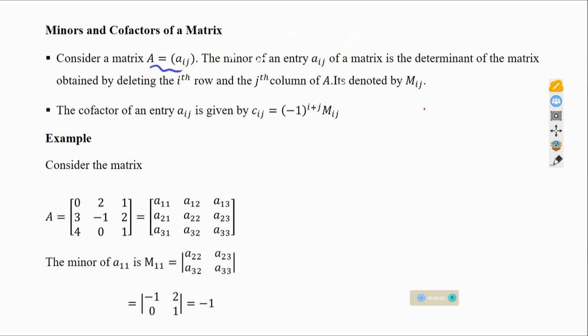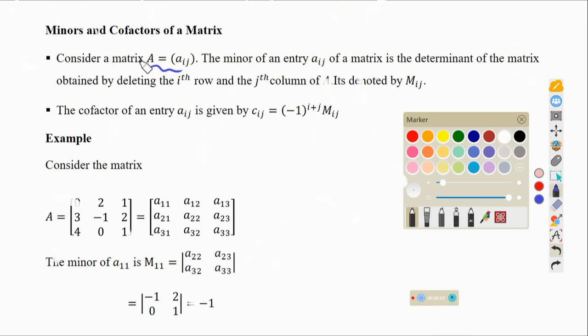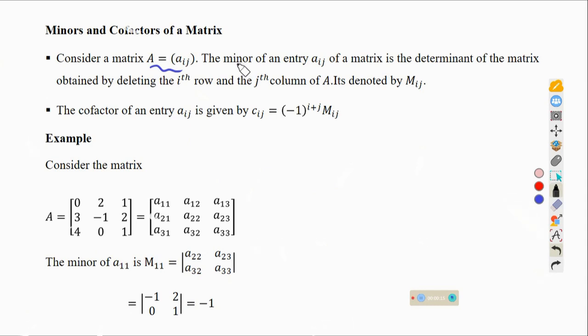Let us now talk about the minors and cofactors of the matrix. So we shall say, if we consider the matrix A, which is given by A_ij, then the minor of an entry A_ij of a matrix is obtained by taking the determinant of the matrix that will be obtained by deleting the ith row and jth column of that given matrix. And we shall be denoting the minor of an entry A_ij as M_ij.